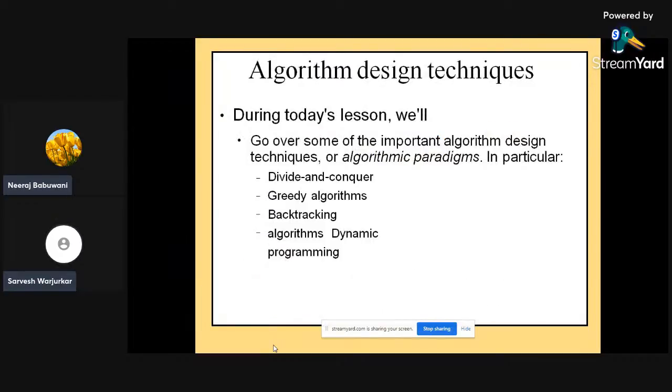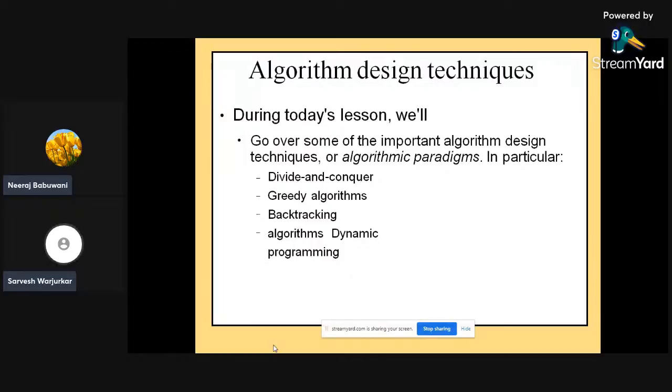This will be the content during today's session. We'll cover some of the important algorithm design techniques or algorithm paradigms. As we know, there are various ways of designing any algorithm, and we'll cover every design technique in brief. At last, we'll take one example related to a different technique, backtracking, in which we'll cover Dijkstra's algorithm. This is the flow of today's session.